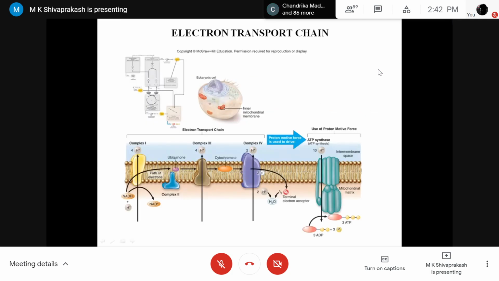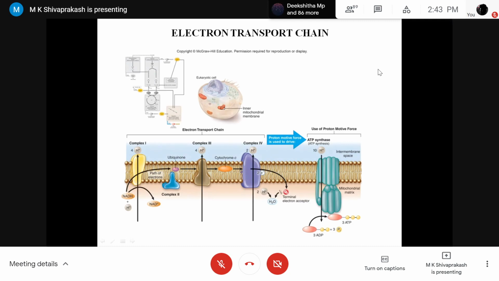Of course, the next important thing after the Krebs cycle, the important component of aerobic respiration, respiratory metabolism, is the electron transport chain. In prokaryotic organisms, it takes place in the cell membrane, the bilayered cell membrane. The electron transport chain is found in the cell membrane of prokaryotic organisms.